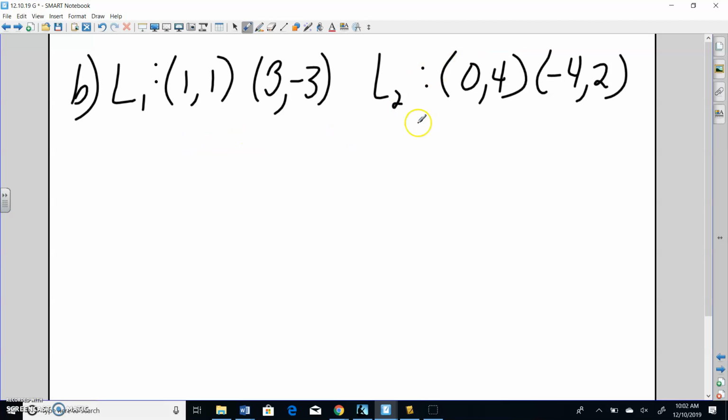So again, we're going to have to find the slope of these 2 lines and then compare them. If they are equal, the lines are parallel. If we can multiply the 2 slopes and it equals a -1, then the lines are perpendicular. If neither one of those is true, then the answer is neither. So take a minute to find the slope of those 2 lines.